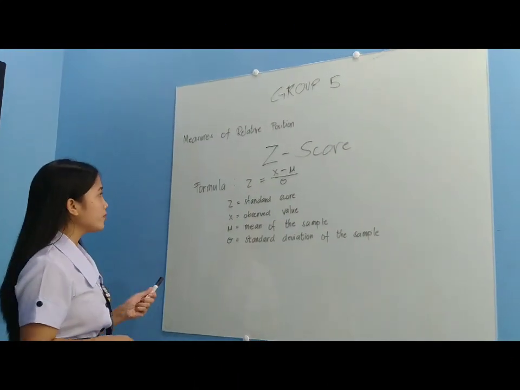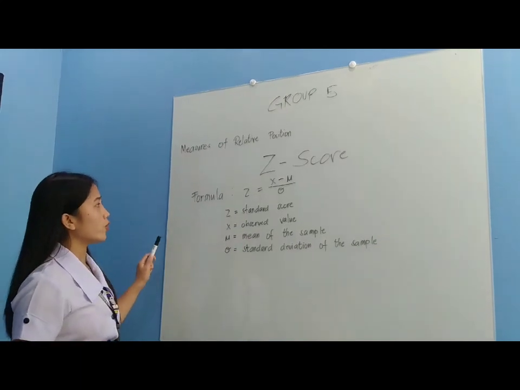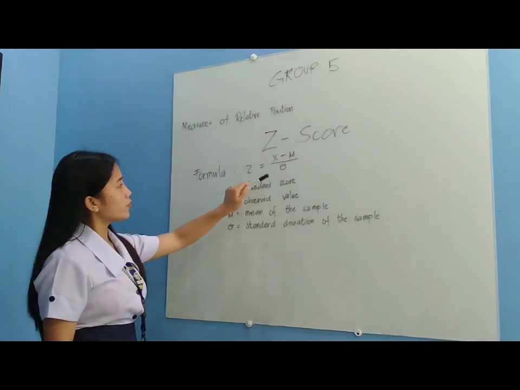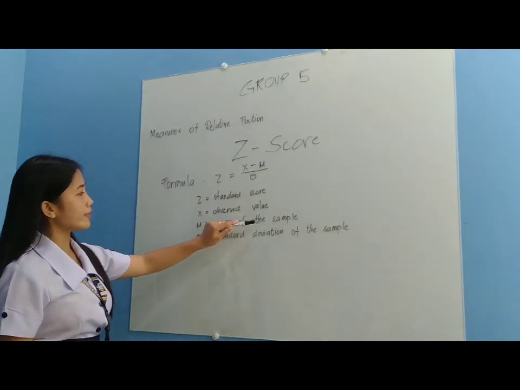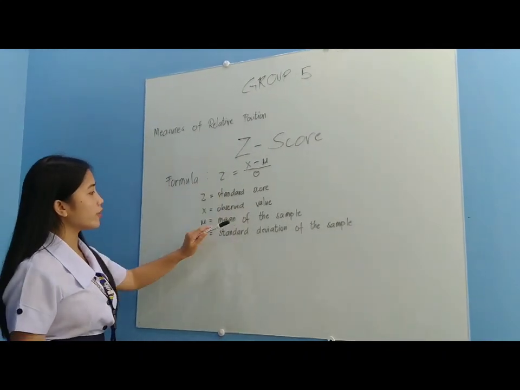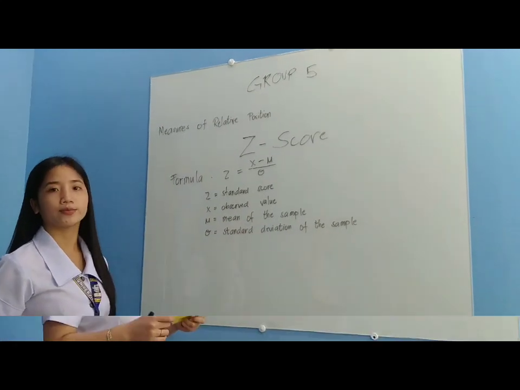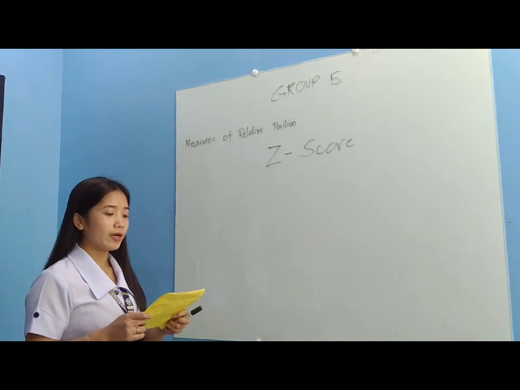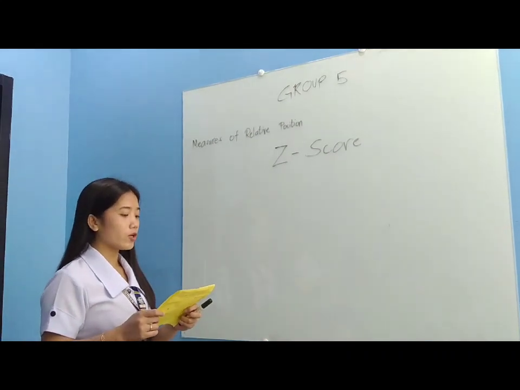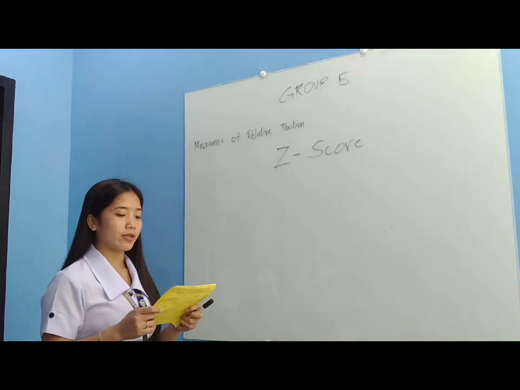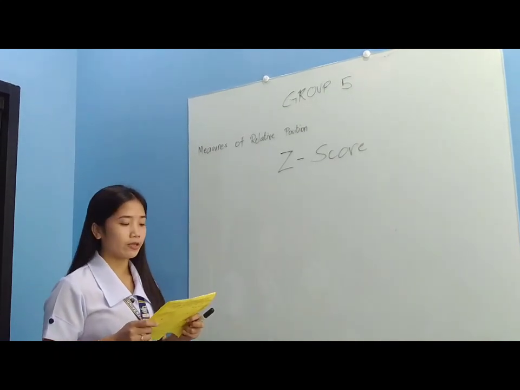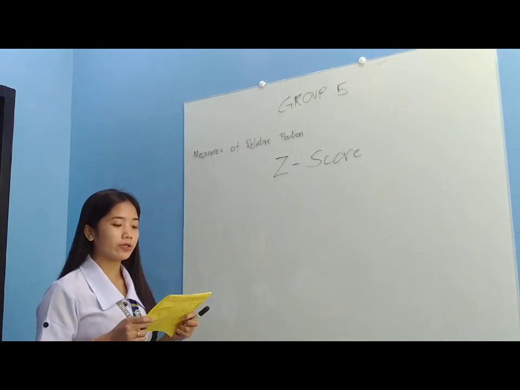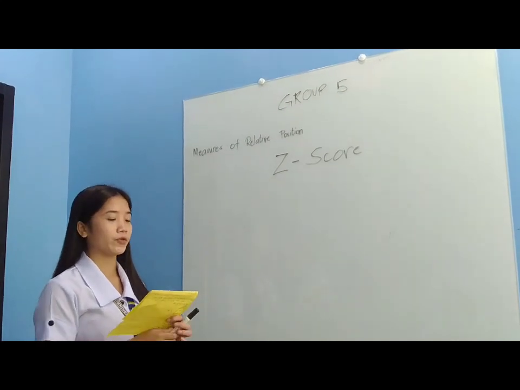So now I'm going to discuss the formula of z-score. The formula is z equals observed value minus mean of the sample divided by the standard deviation of the sample. Example: Jake scored 70 marks on a test. The mean score of the class was 60 with a standard deviation of 15. Calculate the z-score for the marks secured by Jake using the z-score formula.